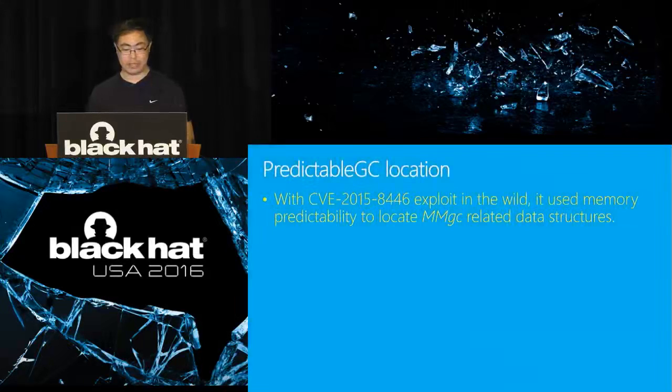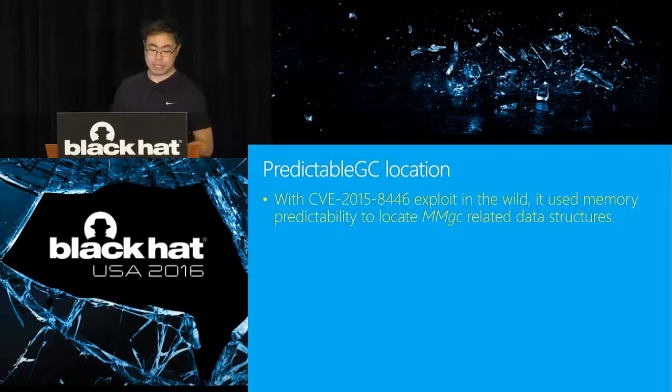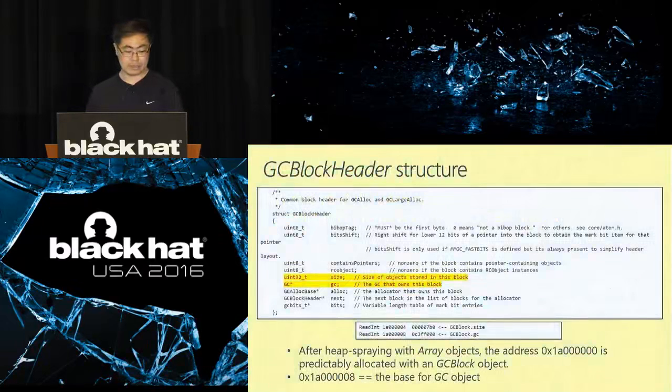So the next technique that we observed was acquiring the GC block structure. From the CVE-2015-A446 exploit in the wild, it used memory predictability to locate MMGC related data structures. This is one problem with the MMGC, because for this technique to work, it didn't spray that many objects. Just a few megabytes of spraying made some MMGC related internal objects land at some very specific memory address.